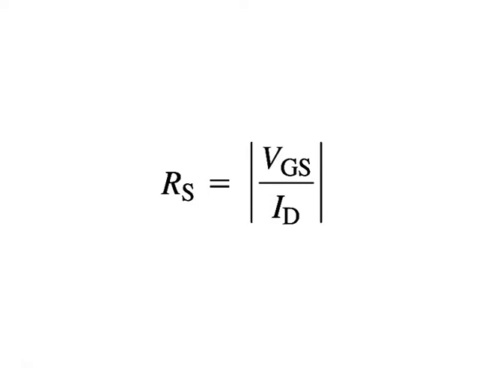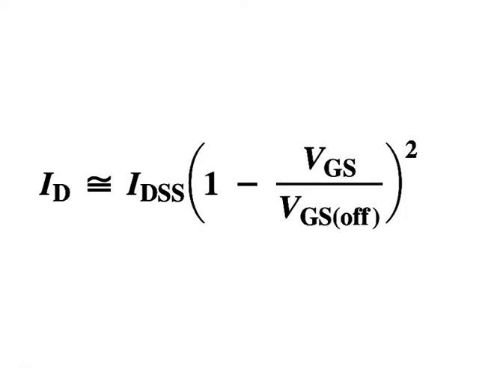For a desired value of VGS, ID can be determined in either of two ways: from the transfer characteristic curve for the particular JFET, or more practically from this equation, where ID is approximately equal to IDSS times 1 minus VGS over VGS off, whole squared. IDSS and VGS off values are taken from the JFET data sheet. The next two examples illustrate these procedures.